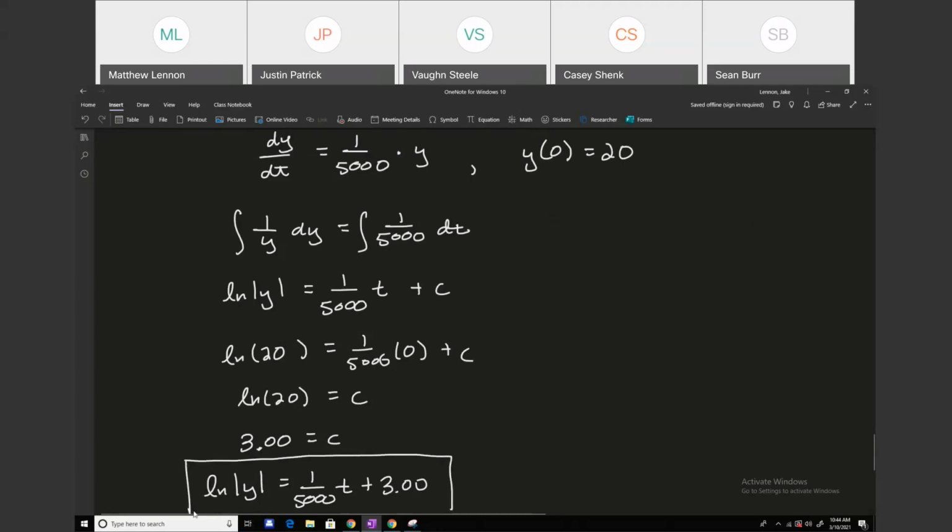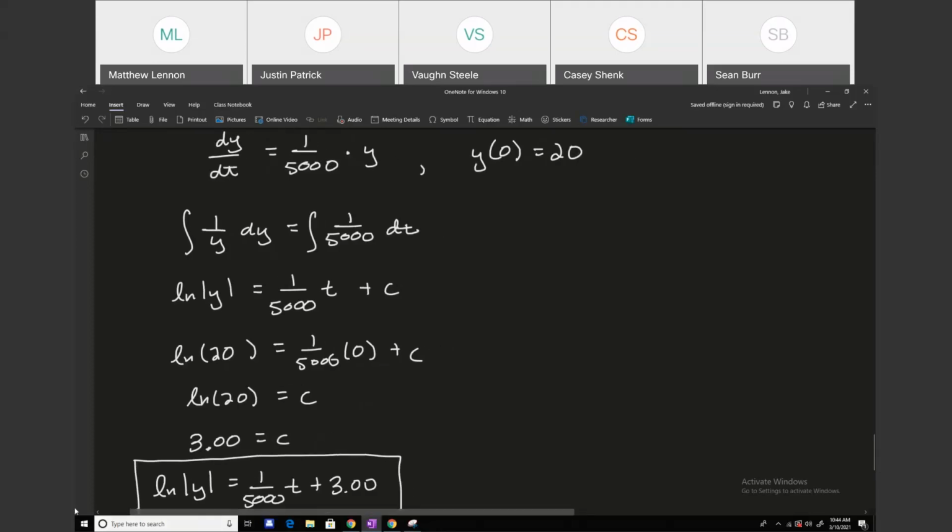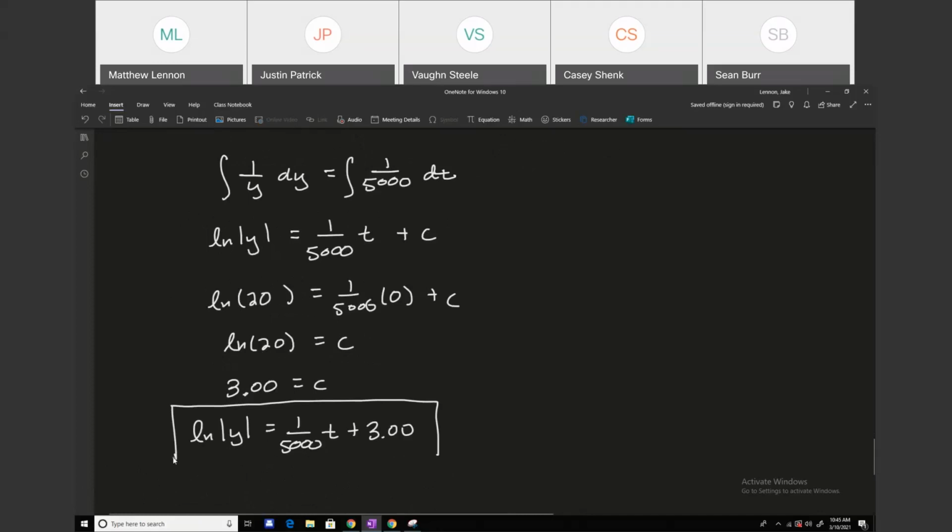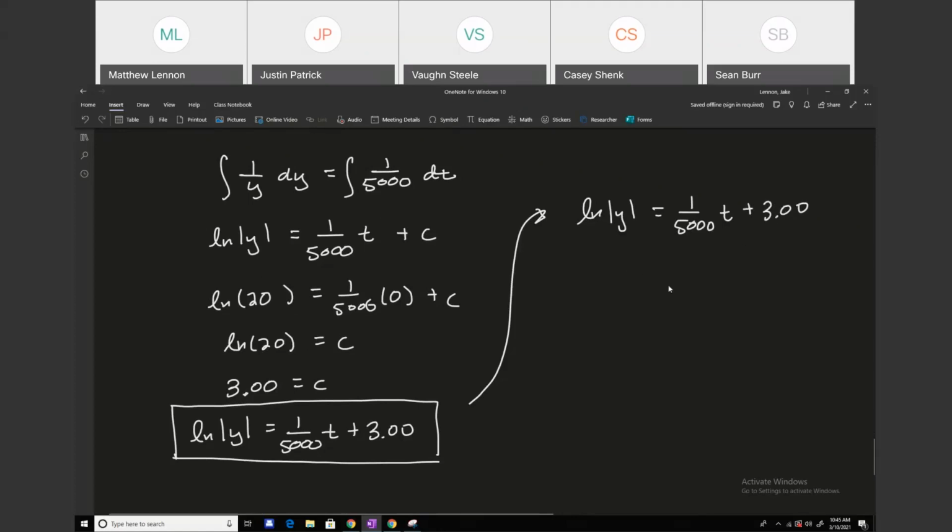And you'll notice actually, as we were speaking about it, we said, well, we've got a half-life type of situation, so we know that our function should be something like an exponential. If you think about this equation here, the natural log of the absolute value of y equals 1/5,000 t plus 3. Technically, it was the natural log of 20. But basically, you can exponentiate both sides with base e and realize this as an exponential function.